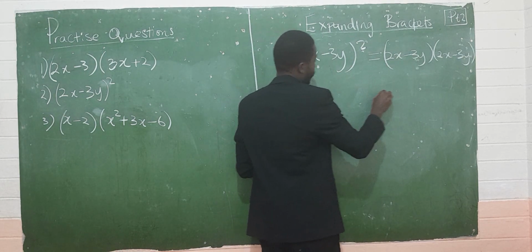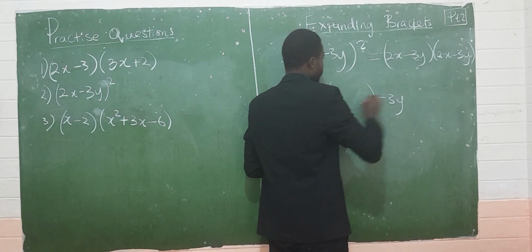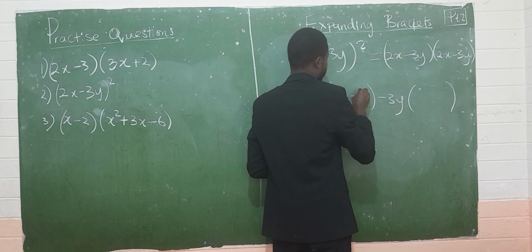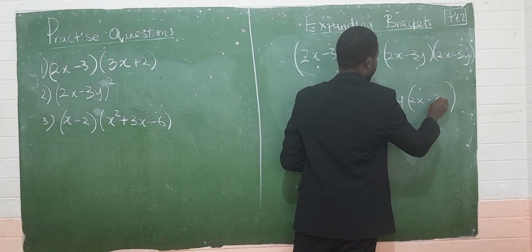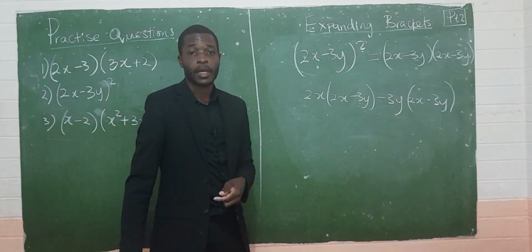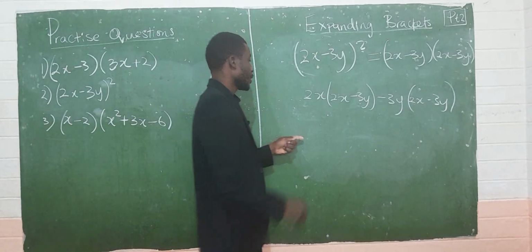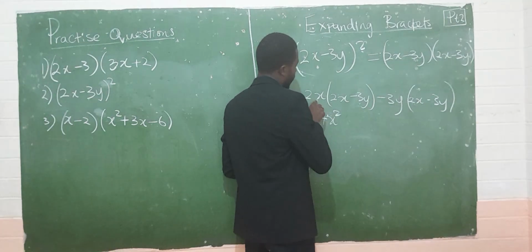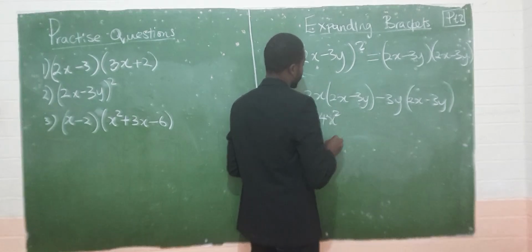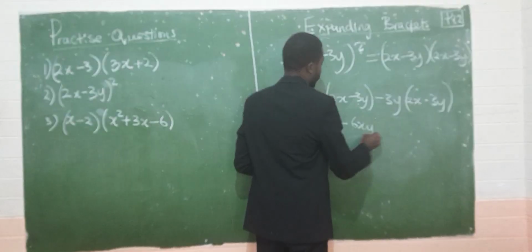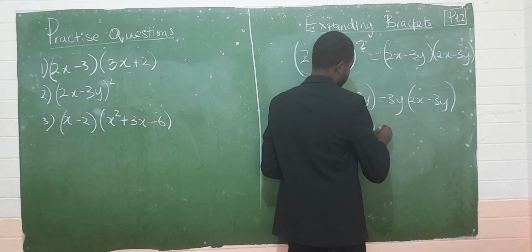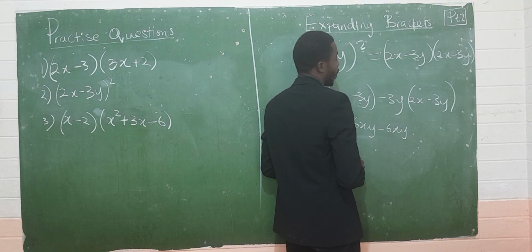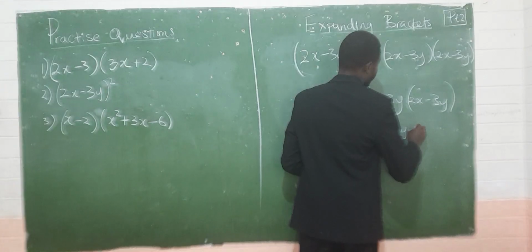That will be 2x and of course minus 3y. And we'll rewrite the next bracket, which is 2x minus 3y. 2x minus 3y. Our next step is to just clean up. 2x times 2x, that's 4x squared of course. 2x times negative 3y gives us negative 6xy, and negative 3y times 2x gives us negative 6xy, and of course negative 3y times negative 3y gives us positive 9y squared.